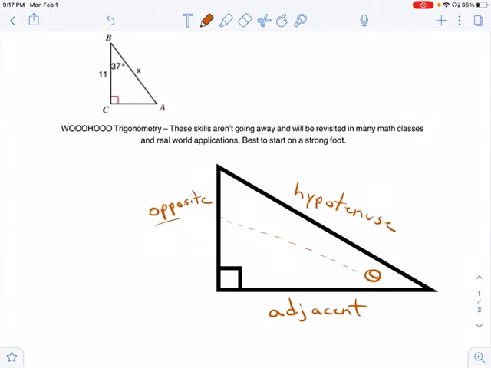Adjacent meaning next to. The line that I've drawn from theta to opposite generally helps me identify what is my opposite side. From there, I know that the hypotenuse is across from the 90 degrees, and then my third side is just going to be my adjacent side. So folks, if we get to the point of practicing this and we start struggling, that's going to be helpful for us.